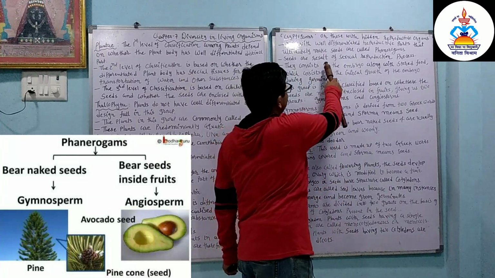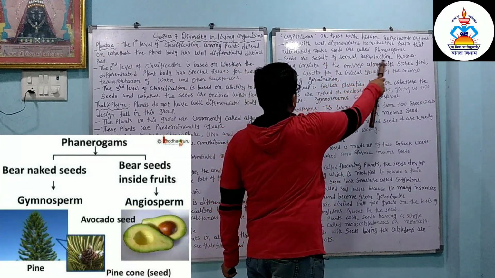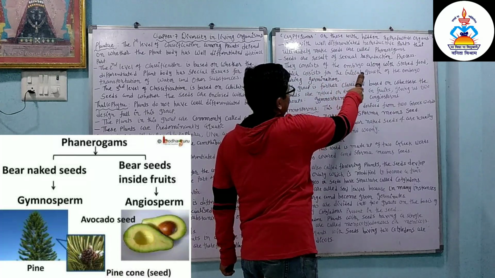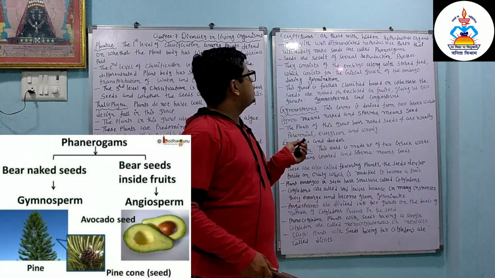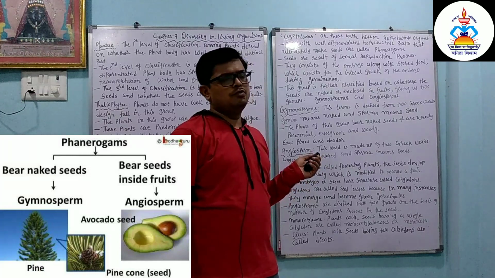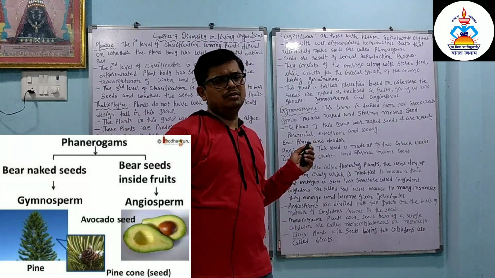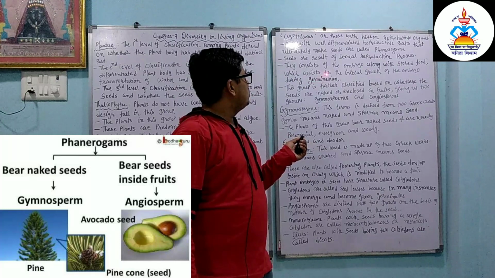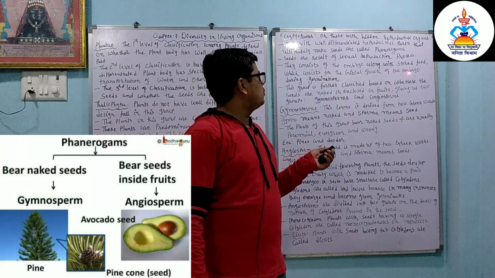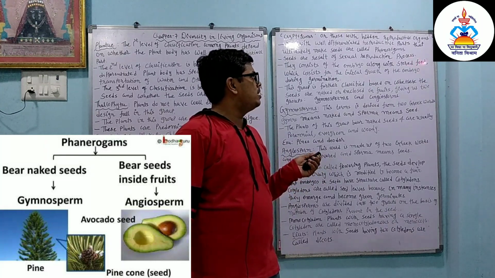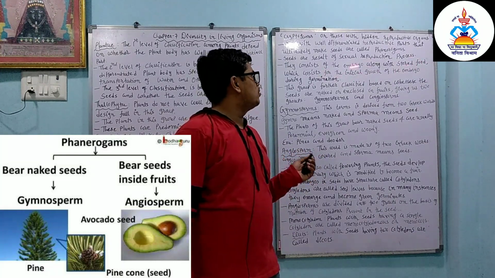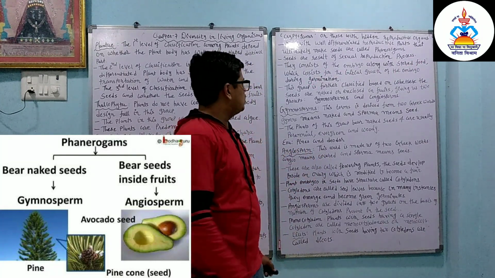Seeds are the result of the sexual reproduction process. They consist of the embryo along with the stored food. So here they consist of the embryo along with what? Stored food. It assists the plant. It assists the initial growth of the embryo during germination. So whatever stored food is there assists the initial growth of the embryo during germination.